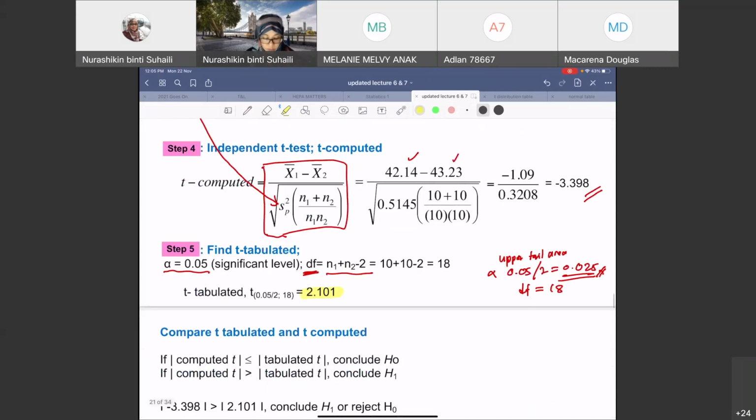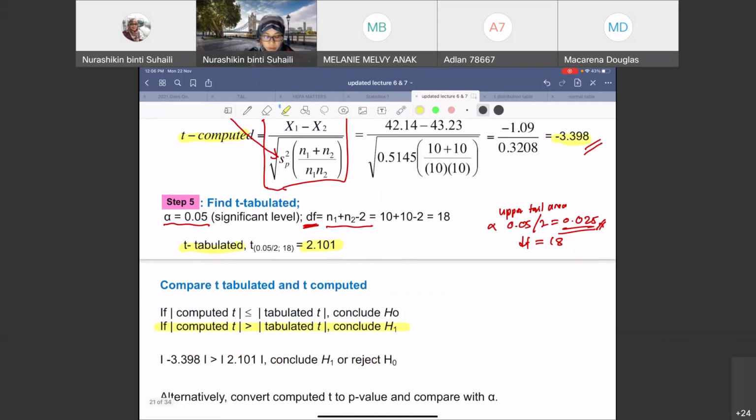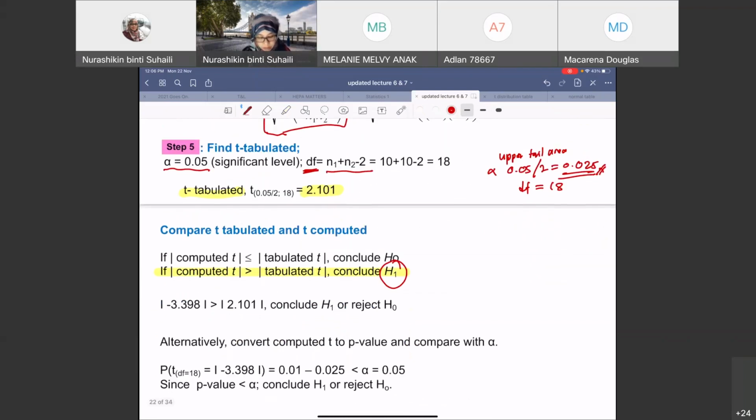Now, the next thing is to compare the T tabulated and the T computed. This one is T computed. This is T tabulated. This one is negative, right? But you ignore the negative sign. Don't forget it. So it means that T computed is actually greater than T tabulated, isn't it? T computed is greater. So it falls under this situation, and you conclude the alternative hypothesis. So that's the decision.